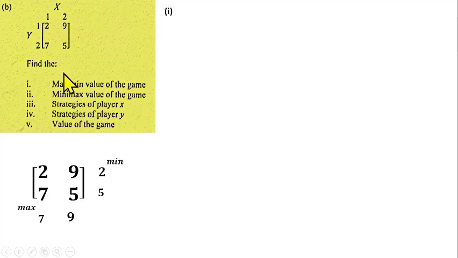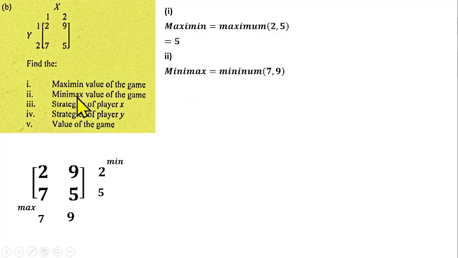So therefore, for Roman figure 1, the maximin, which means maximum of the minimum, the minimums are 2 and 5. So what is the maximum of these 2 and 5? That's 5. Then for Roman figure 2 as well, we are looking for the minimax. Minimax means minimum of the maximum. We have gotten the maximums, which are 7 and 9. Then which one is the minimum out of the two? That will be 7. So we have solved the questions for Roman figure 1 and Roman figure 2.